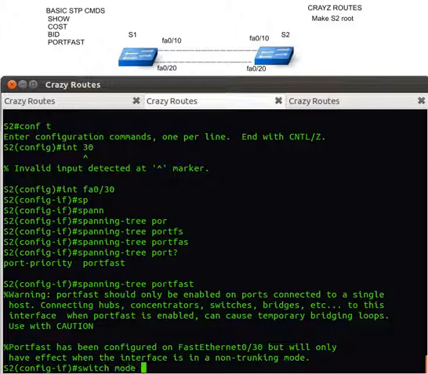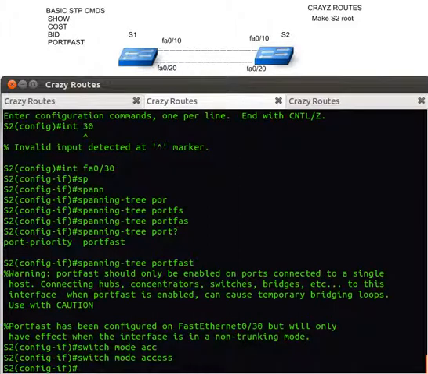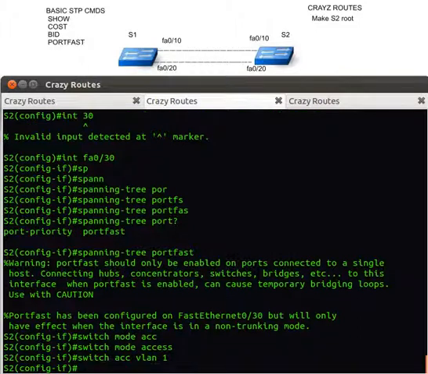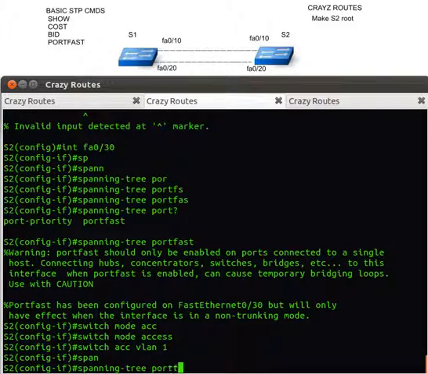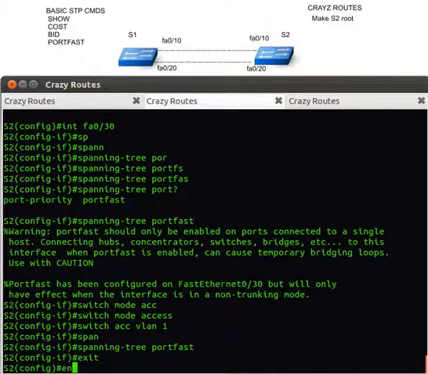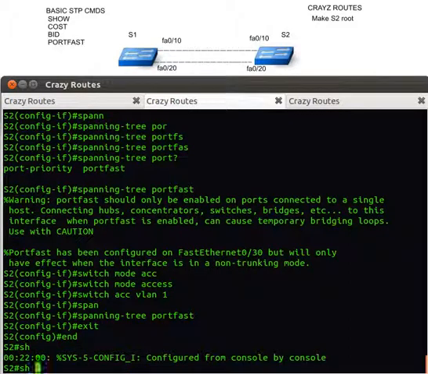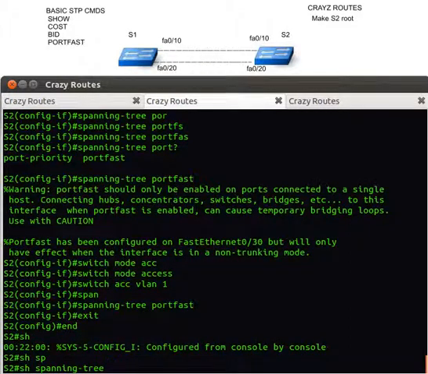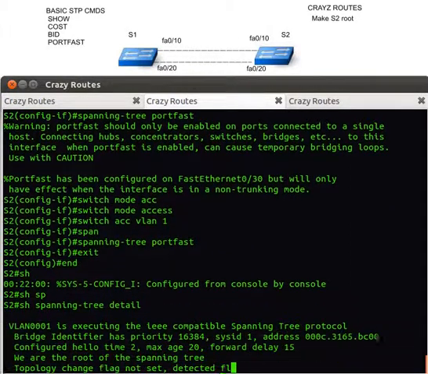Switchport mode access, switchport access VLAN 1, and spanning tree portfast. There we go. Okay, now let's exit out of this and let's do the show spanning tree detail again.